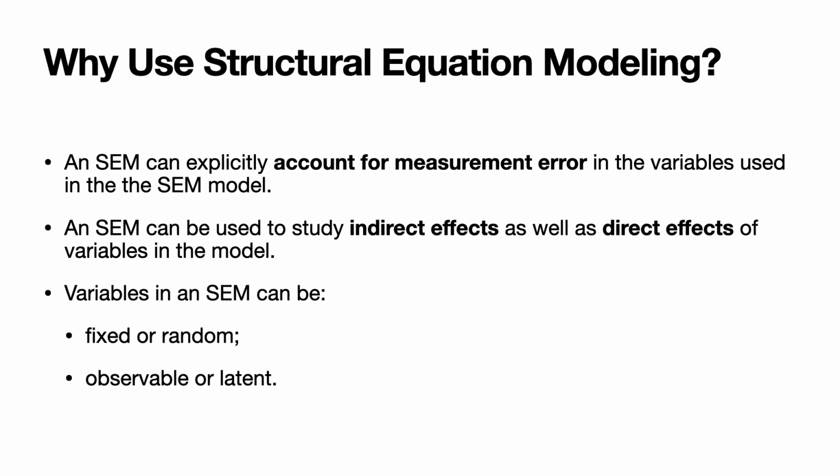SEM allows you to perform regression type of analyses while at the same time allowing for and accounting for variability in the explanatory variables. In addition, most of the procedures that you've looked at, or at least the way you've used them, look at the direct effects of variables in the model. But SEM allows you to study the indirect effects of variables as well. Now, variables in an SEM can be fixed or random, but they can also be observable or latent.